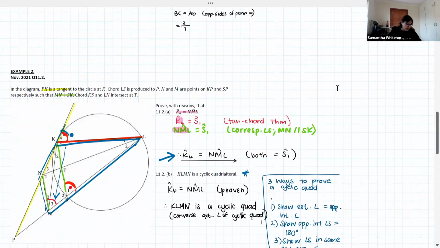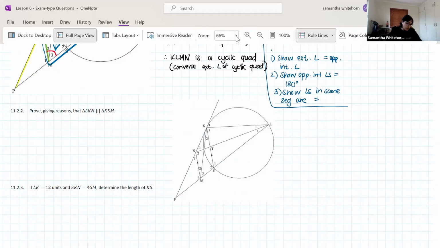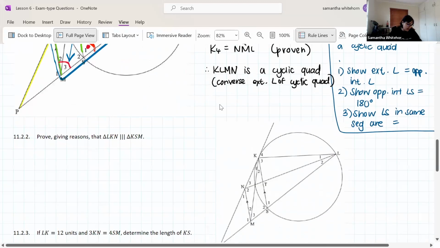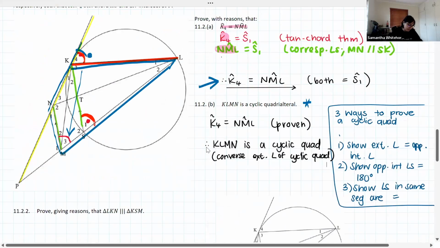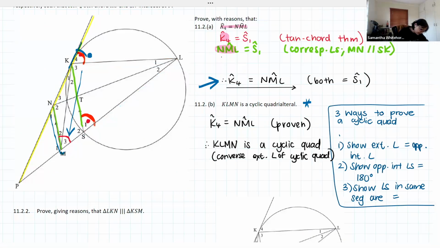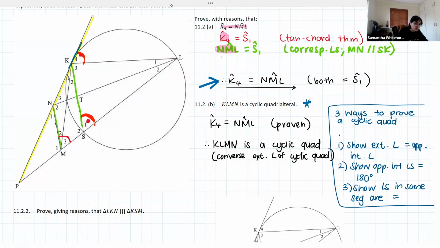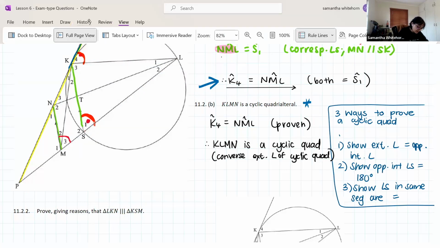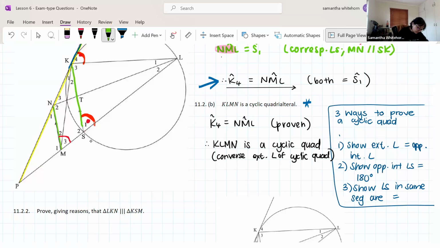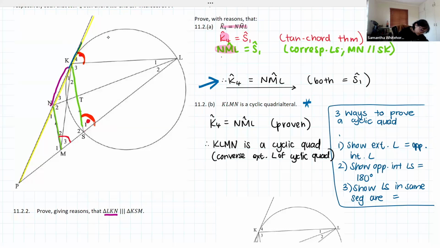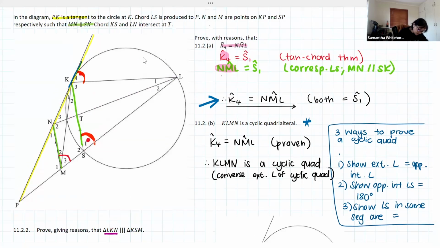Cool. So this next question, 11.2.2, says prove that triangle LKN is similar to KSM. Okay, now there's a fair amount of highlighting we have here. So I'm just going to take off the cyclic quad stuff. I'm going to leave the red because obviously we know it's proving similarity, angles is important. And so we have been asked to prove that triangle LKN, which is the purple triangle up here. Obviously, I can't draw a straight line for anything today. Okay, so let's try again.